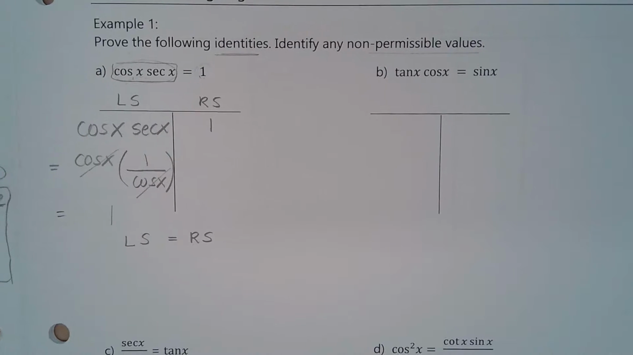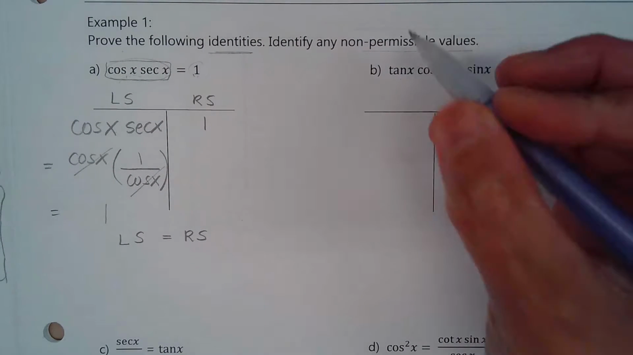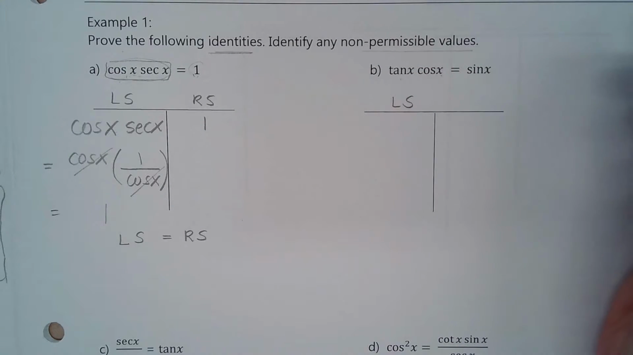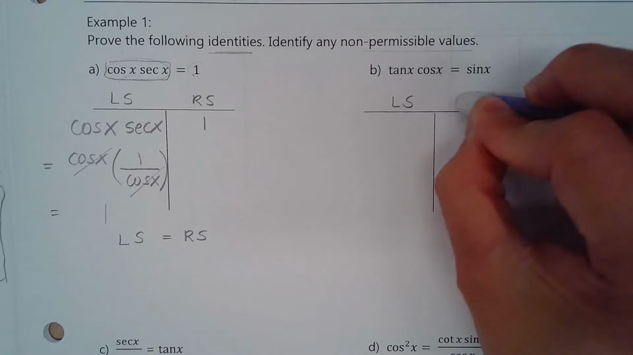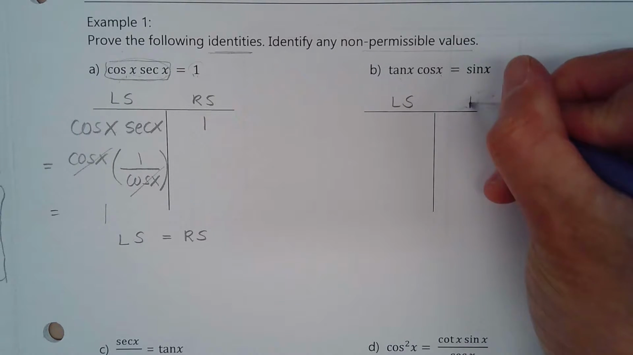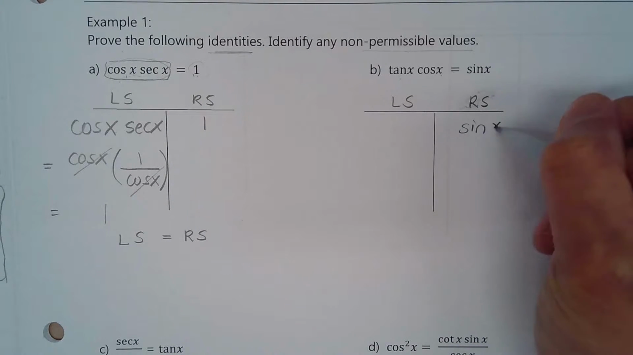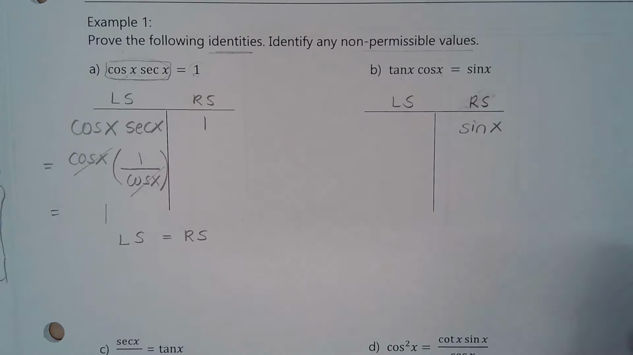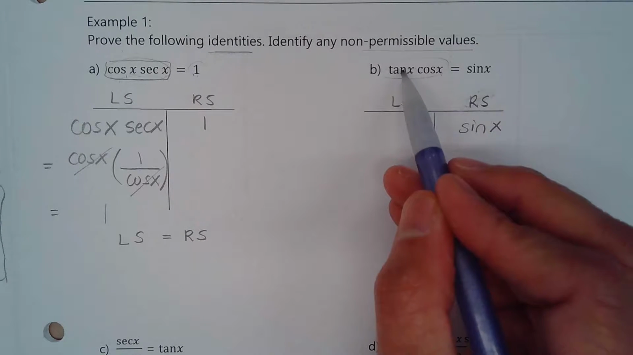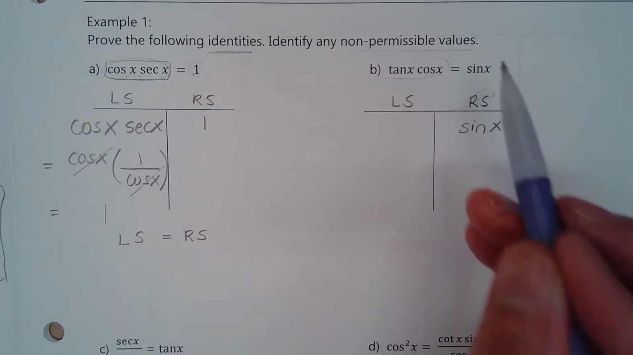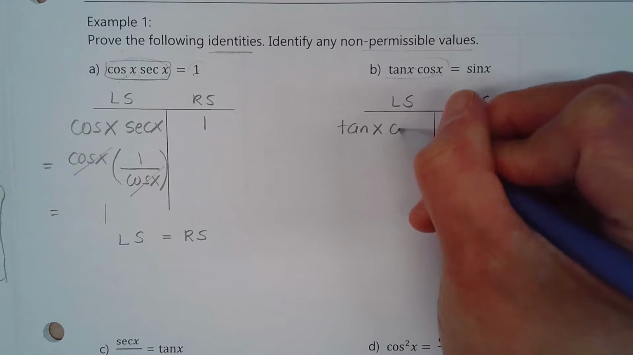Okay. Let's take a look at letter B. Tan of x times cos of x. So you get the left side, which is tan of x cos of x, and the right side, sine of x. Why did I say sign? We're going to try to see if this is an identity, if tan of x times cos of x will give us sine of x. Let's try that.